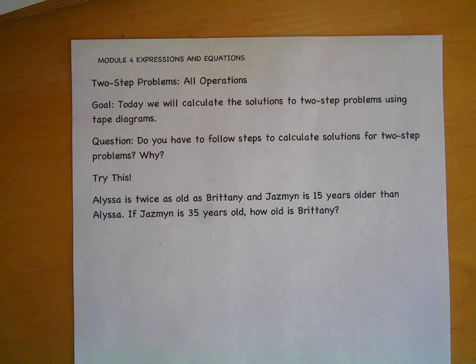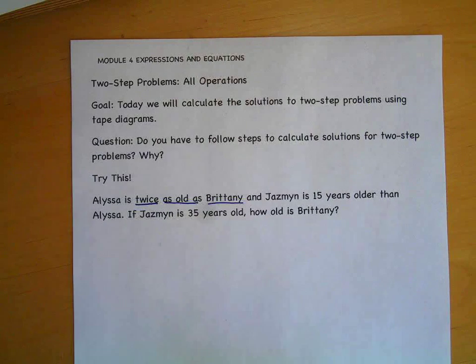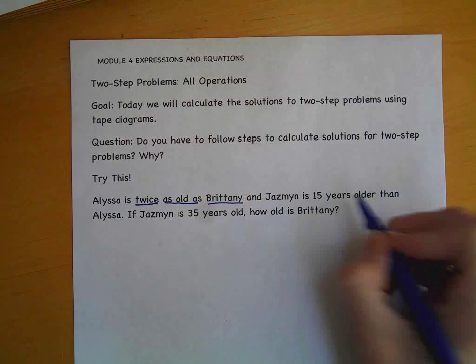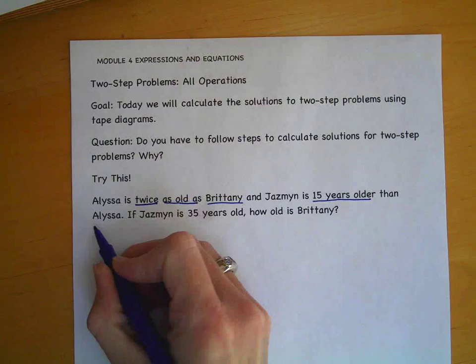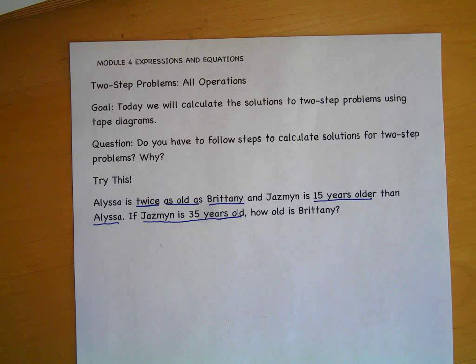Okay, so a long time ago we did a little strategy to help us with word problems, and it is the three reads. So we just read it, and the first thing that we learned about this story problem is we're talking about how old three girls are. Now we're going to read it again, but we're going to look for quantities. Alyssa is twice as old as Brittany, and Jasmine is 15 years older than Alyssa. If Jasmine is 35 years old, how old is Brittany?